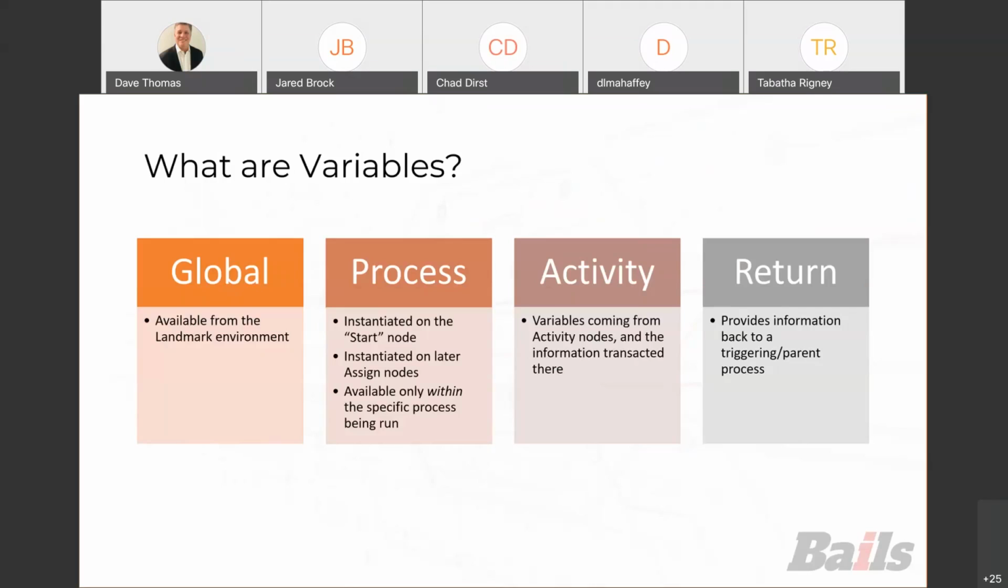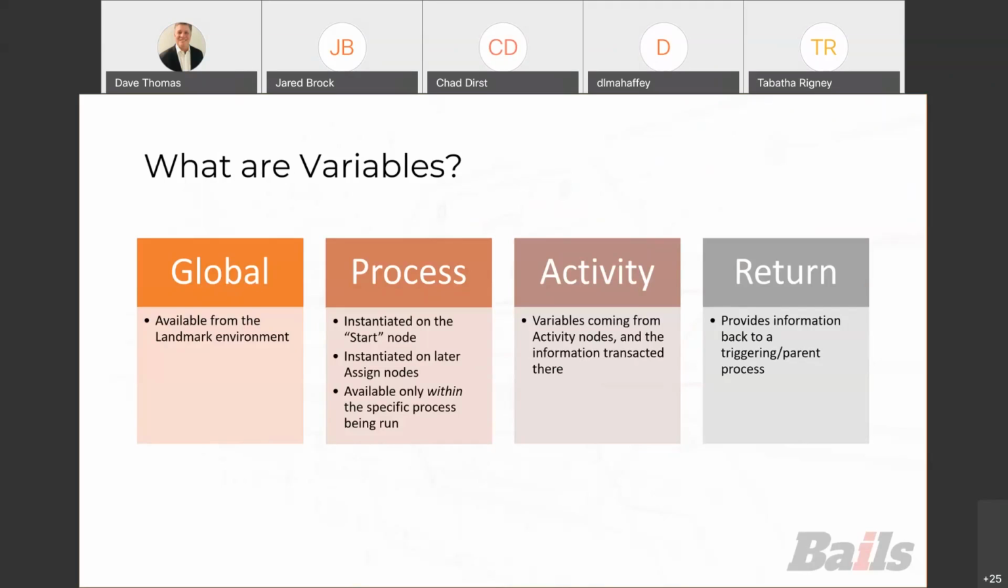So we've got 4 kinds of variables that we use in IPA: global, process, activity, and return. And to some extent, these are a little bit self-explanatory, but it does get a little bit muddy in IPA, so we want to spend a little bit of time to clarify that.